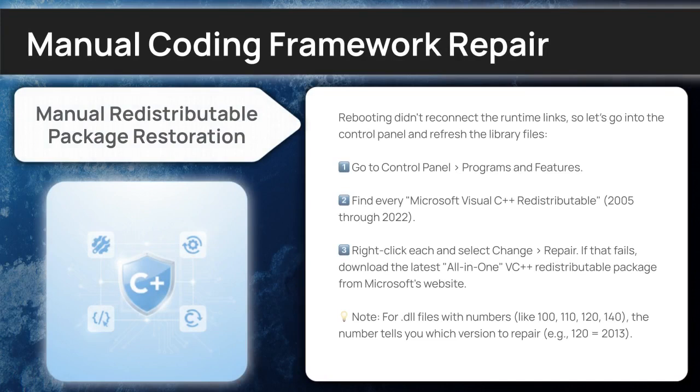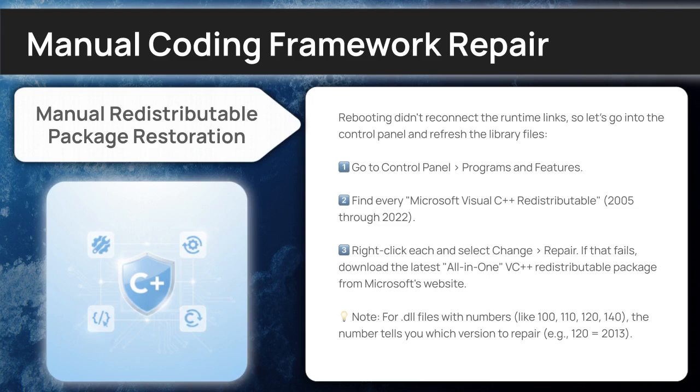Rebooting didn't reconnect the runtime links, so let's go into the Control Panel and refresh the library files. First, go to Control Panel, then select Programs and Features. Second, find every Microsoft Visual C++ Redistributable, 2005 through 2022. Third, right-click each and select Change, then select Repair.